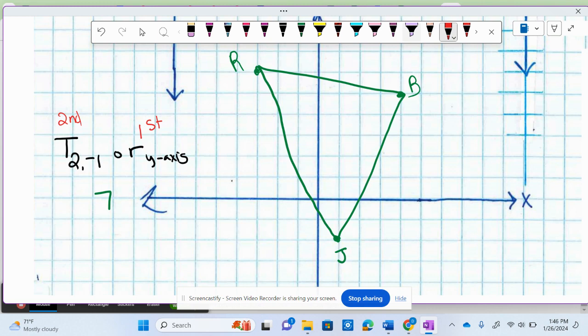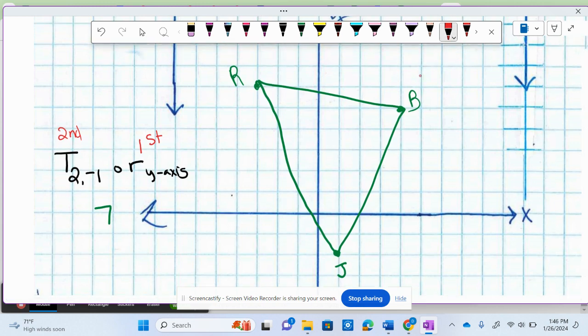Rotates, capital R. Little r is reflect, and we're reflecting it over the... Okay, so tell me what it means to reflect over the y-axis. Yeah, this is 3 units away on the left, so I'm going to go 3 units away on the right. B is 1, 2, 3, 4 units away on the right, so B prime is 4 units away on the left. And J is just 1 unit away on the right, so J prime is 1 unit away on the left. And I'm going to connect my new points.